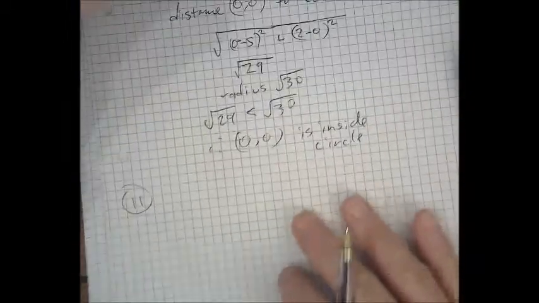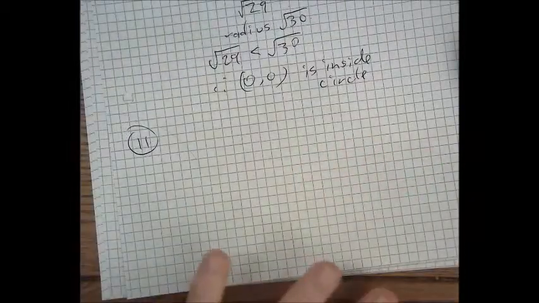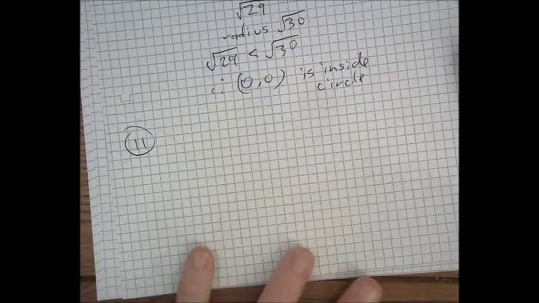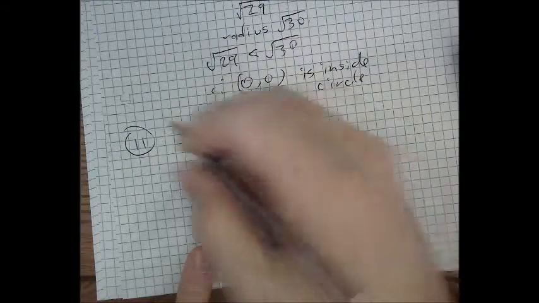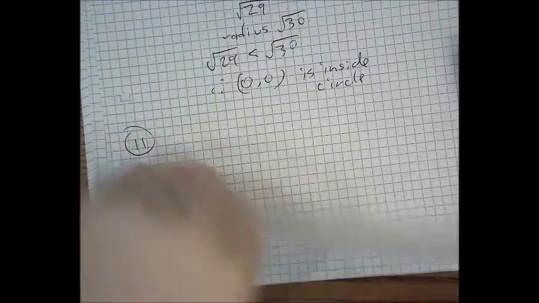Question 11. We're given 3 points, and we're told they lie in a circle. 3 points always lie in a circle. You can always fit a circle through 3 points, no matter what they are.